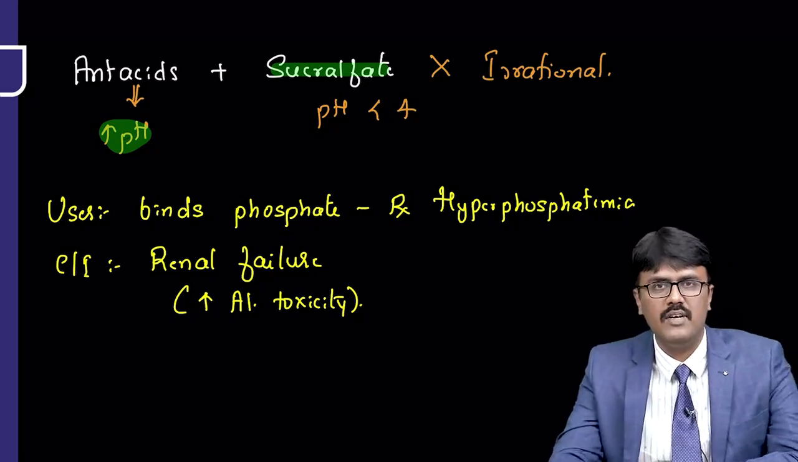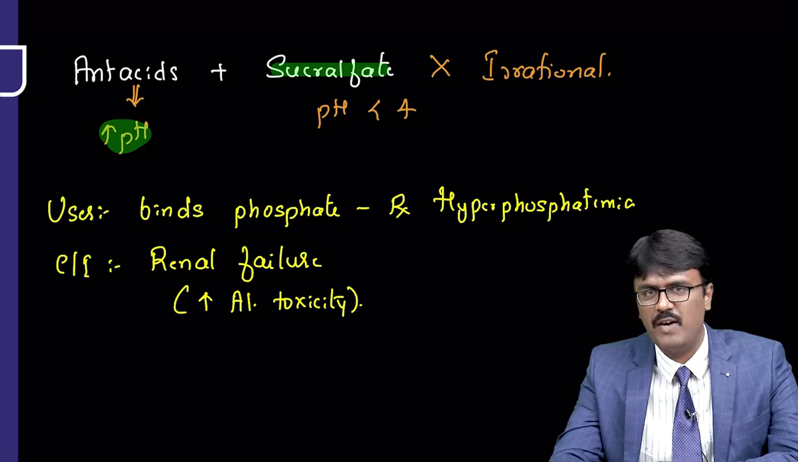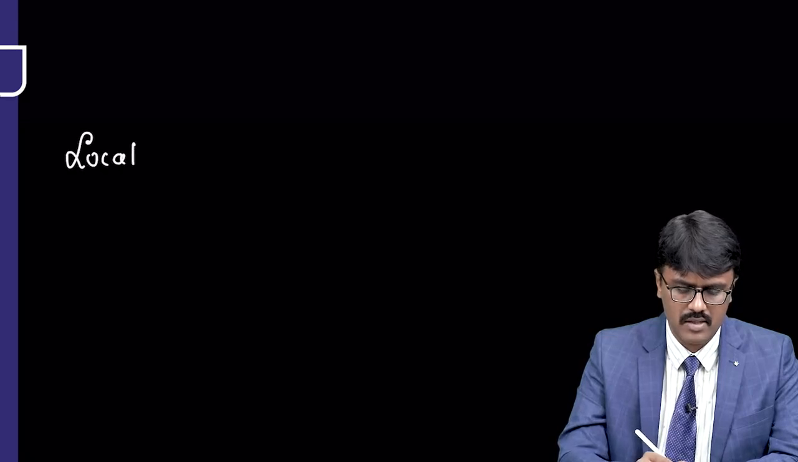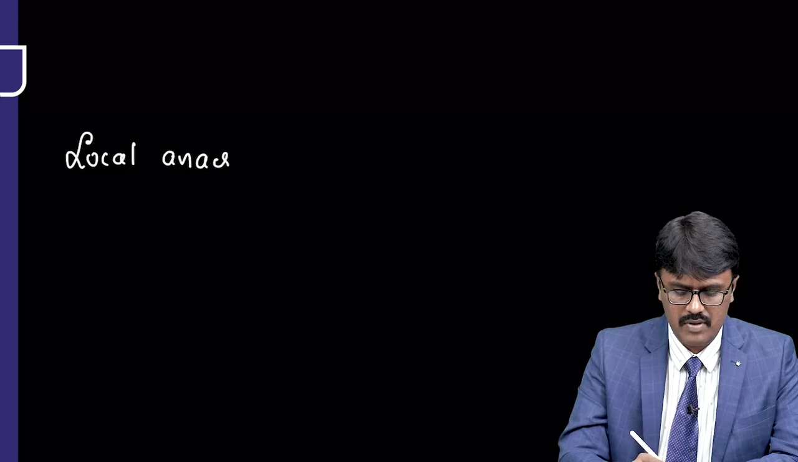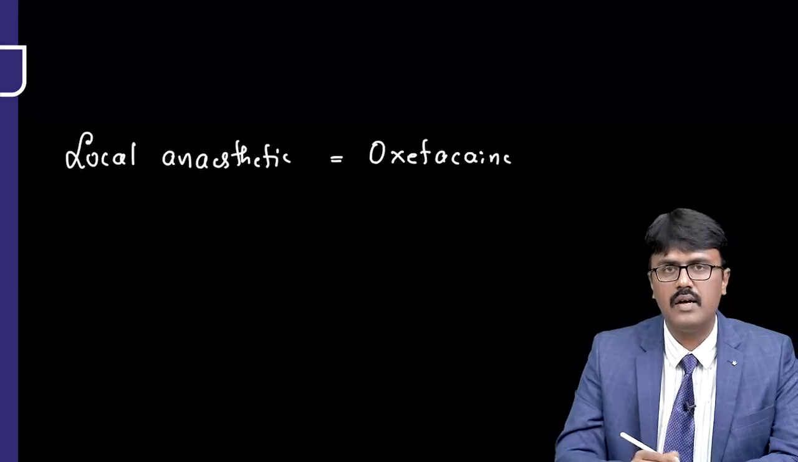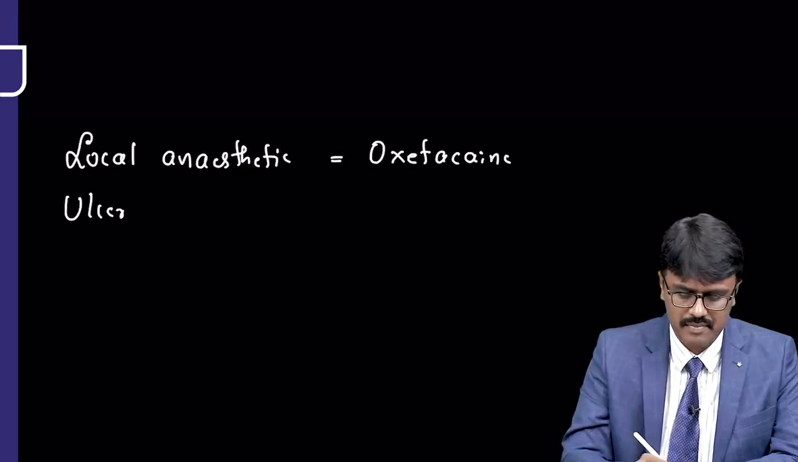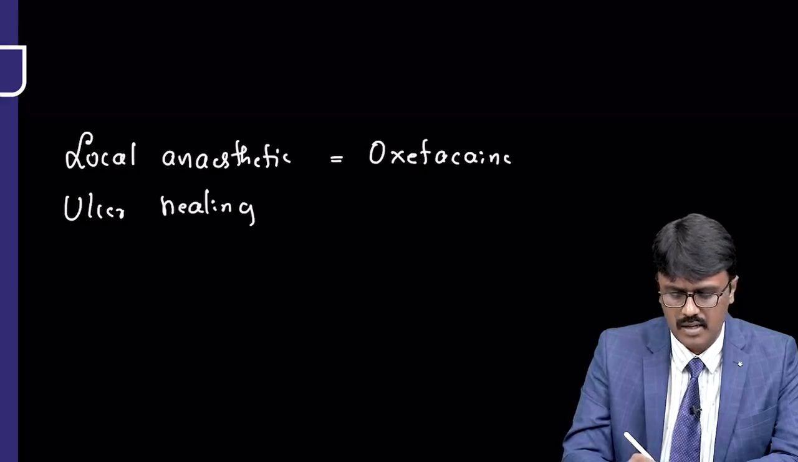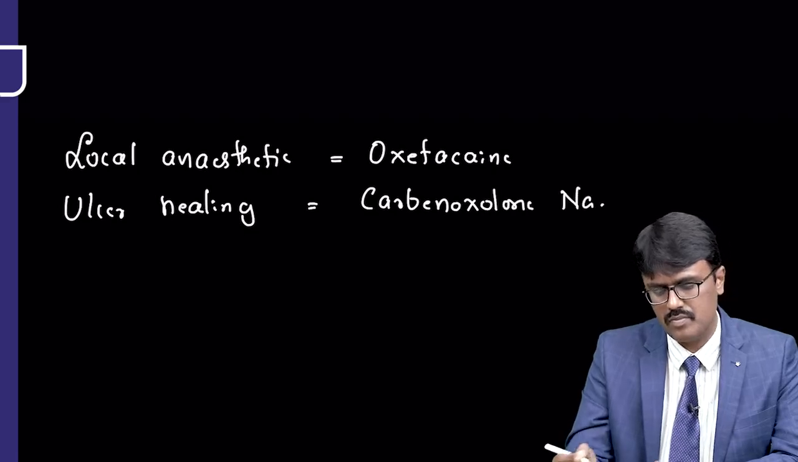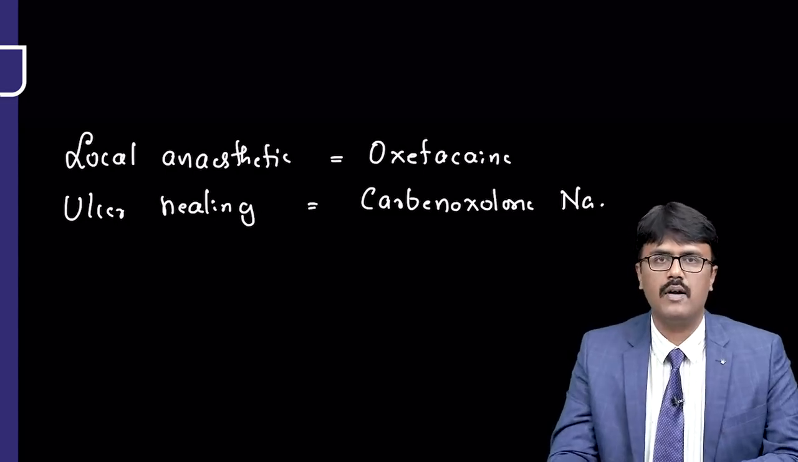So that is about sucralfate, the ulcer healing drug. And one more is colloid bismuth subcitrate. Sometimes we use a local anesthetic in peptic ulcer disease. What is the name of that local anesthetic? The name of that local anesthetic is oxethazaine. So that is also used. And there is a drug called the ulcer healing drug, carbenoxolone sodium. So these are the drugs that we use for peptic ulcer disease.